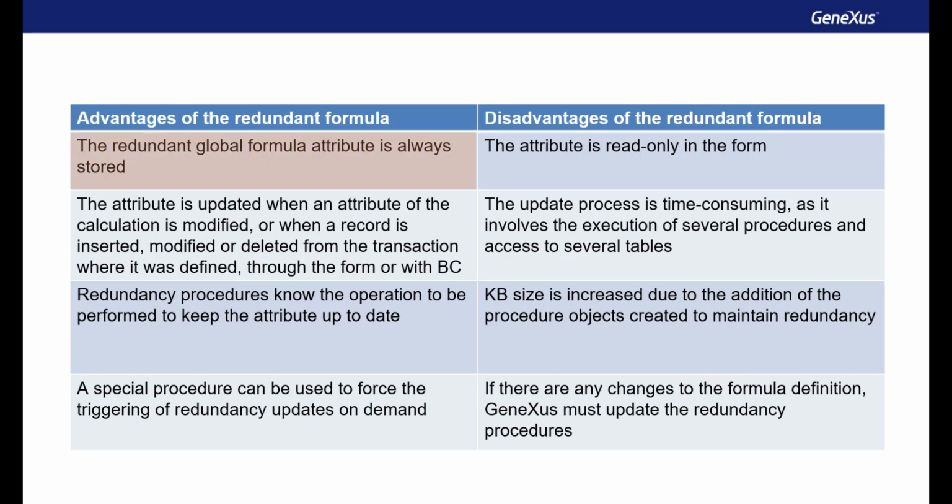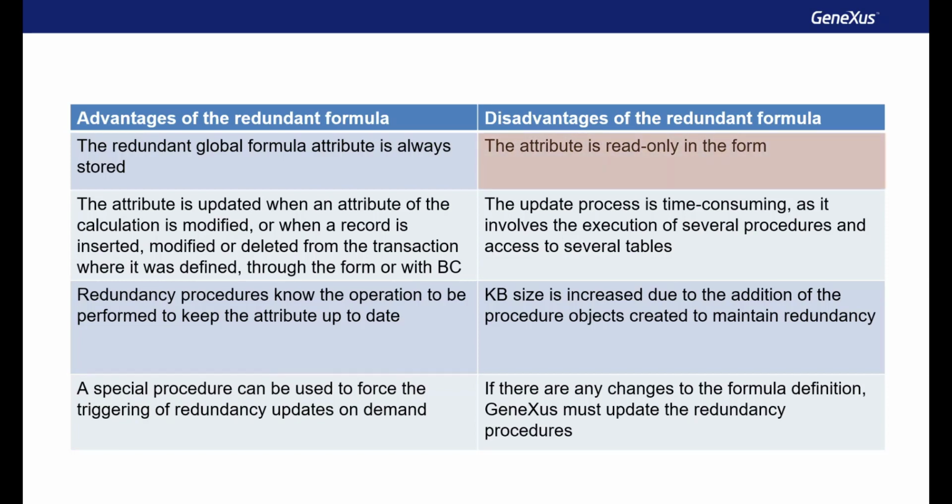The attribute defined as a redundant global formula is always stored. It's updated when any attribute that is part of the calculation is modified, or when a record of the transaction where the formula attribute was defined is inserted, modified, or deleted, either through the form or with business components. Redundancy procedures know the operation to be performed to keep the attribute up to date. In other words, they know whether they have to add, subtract, or how to modify the value. And it's possible to force the triggering of the redundancy update on demand by means of special procedures that Genexus creates when we define an attribute as redundant.